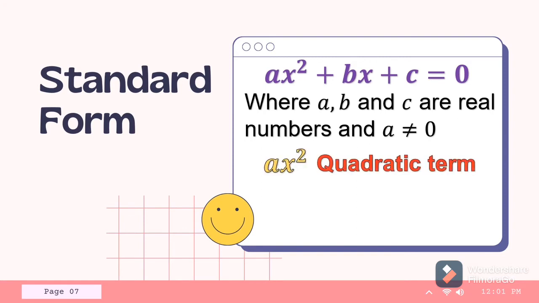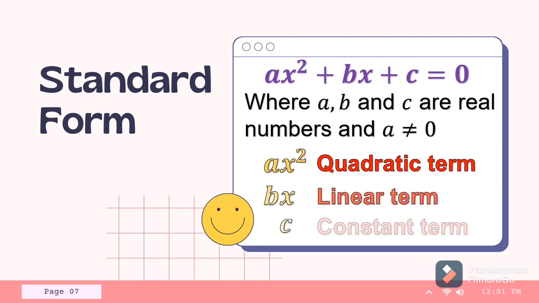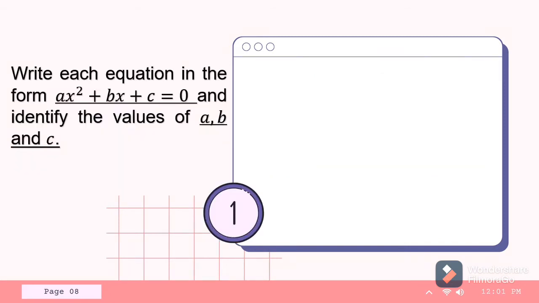Ax squared natin ay tinatawag na quadratic term. Ang bx ay tinatawag na linear term. At ang c ay tinatawag na constant term. Let's write the equation in the form of ax squared plus bx plus c is equal to 0. And let's identify the values of a, b, and c.